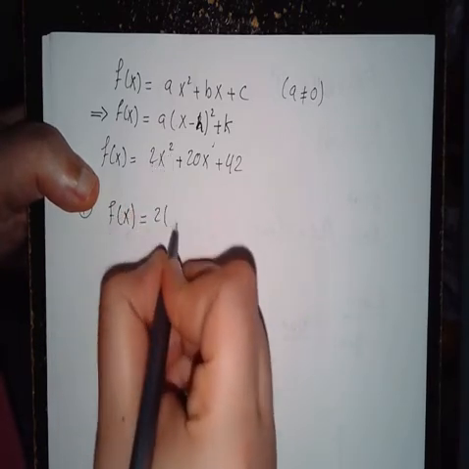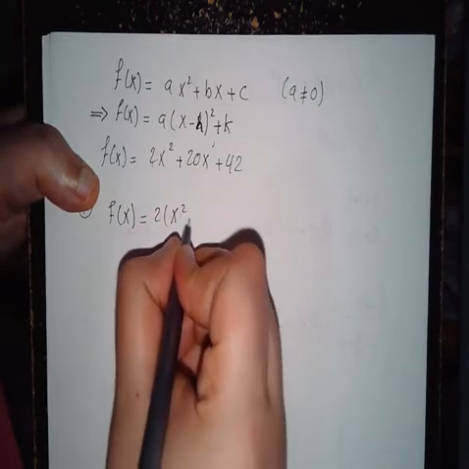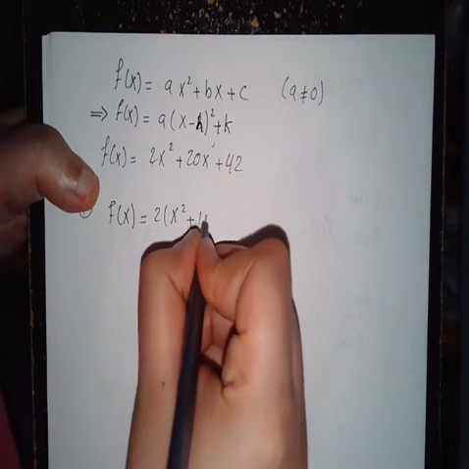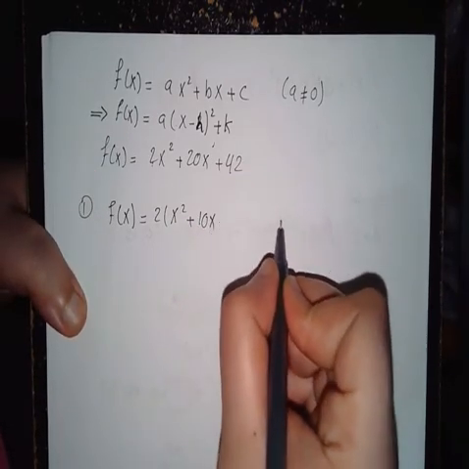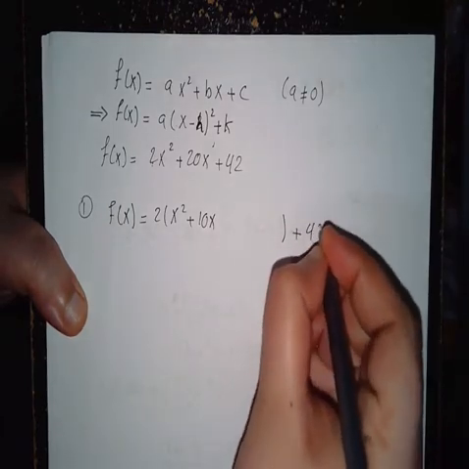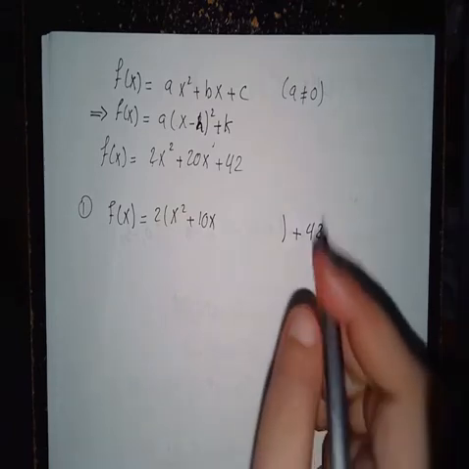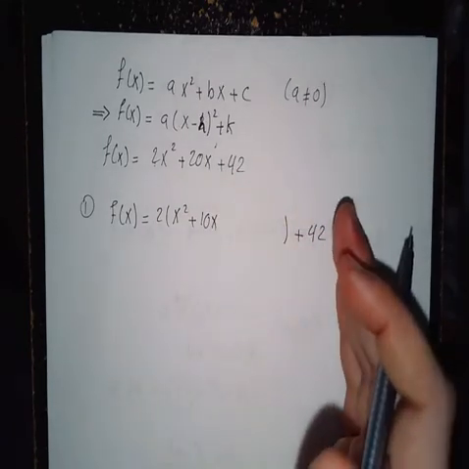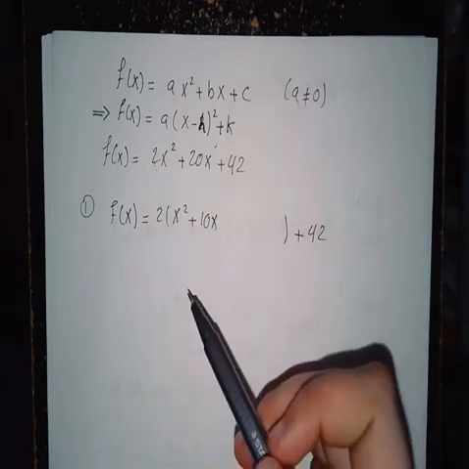So 2x squared divided by 2 is just x squared, and 20x divided by 2 is 10x. Right? Now, leave a room and then close the parenthesis. After that, you add the 42. See what I did there? So I isolated the 42 on the side. Out of the first two values, I factored out the 2.